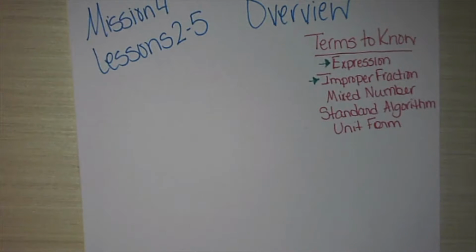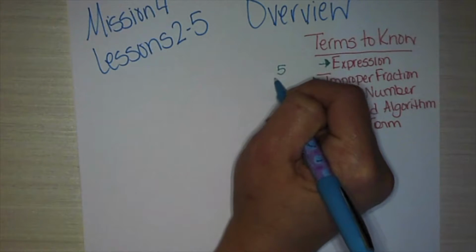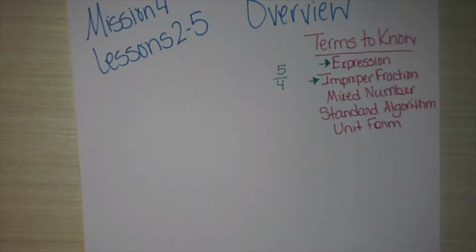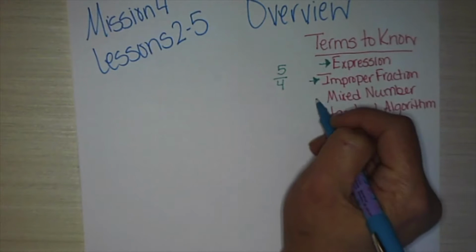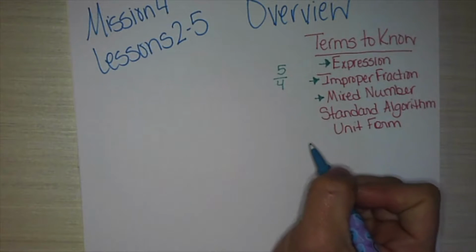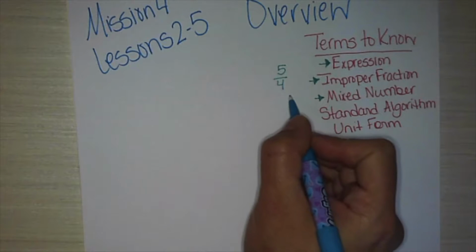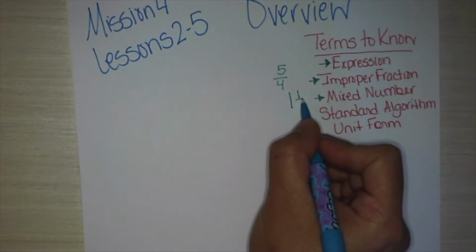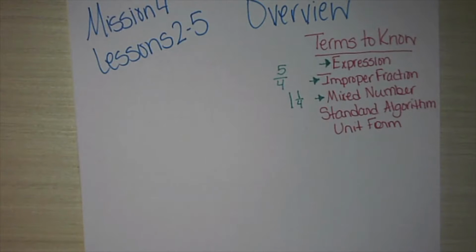Let's also talk about an improper fraction. We've been calling these fractions greater than 1, so they have two names. This is any fraction whose numerator is greater than its denominator. So its numerator is bigger than its denominator. A mixed number is a number made up of a whole number and a fraction. So if I took 5/4, my improper fraction, and I wanted to change it to a mixed number, I would get a whole number 1 and a fraction 1/4.